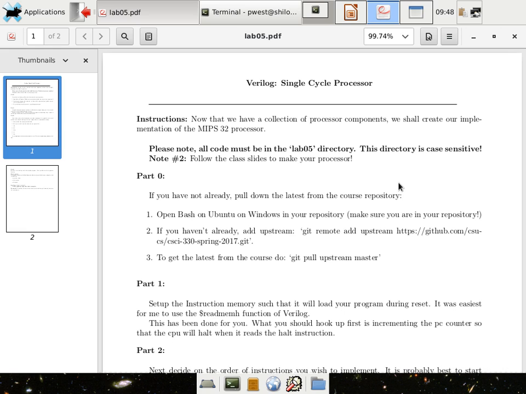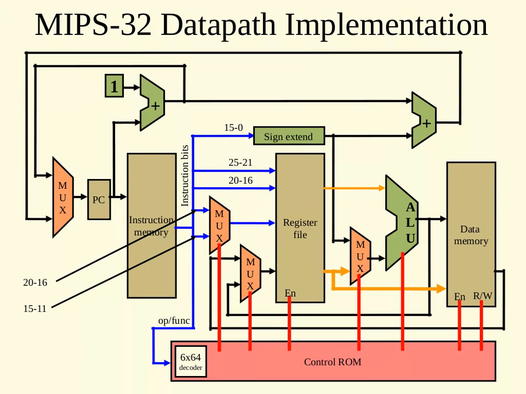All right. First off, all your code must be in the Lab 5 directory. You would be surprised how often people have problems with that. Note number 2, follow the class slides to make your processor. You're going to look in the book. The book is going to have something similar to this, but it is not going to be the exact same. This is what you're working off of, okay?